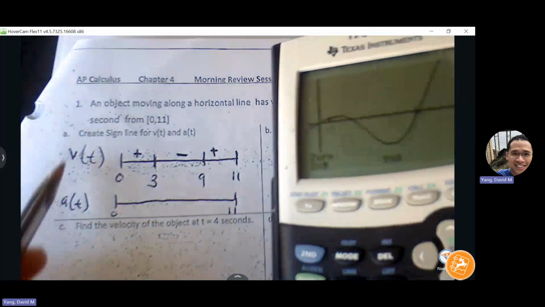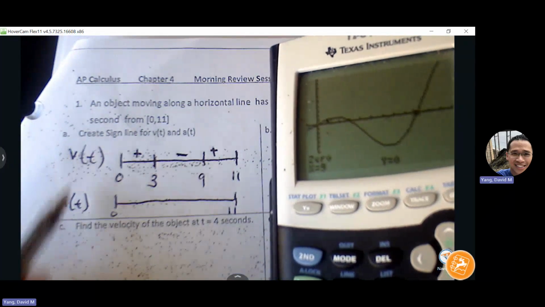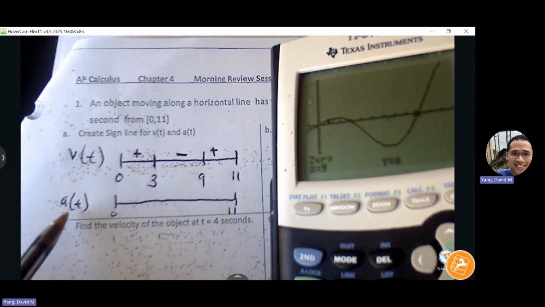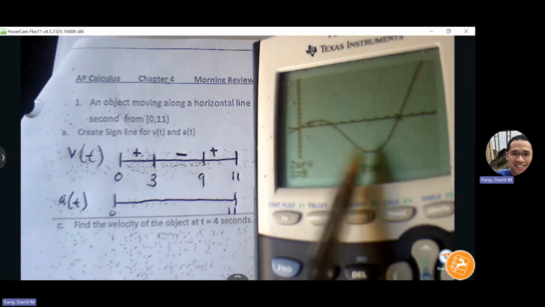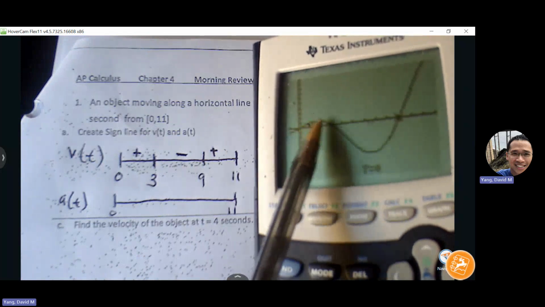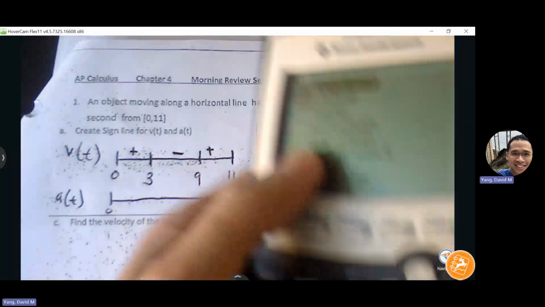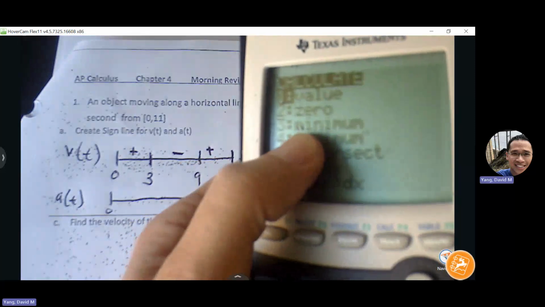Now, acceleration is the derivative of velocity, but it's also the slope of velocity, right? So now we're going to pick out the peaks and valleys, just like how we would do points of inflection off of the derivative graph. So now, if you want to find the peaks and valleys, you're not going to do the 0 feature anymore. Guess what we're going to choose here? We're going to choose the max and min.